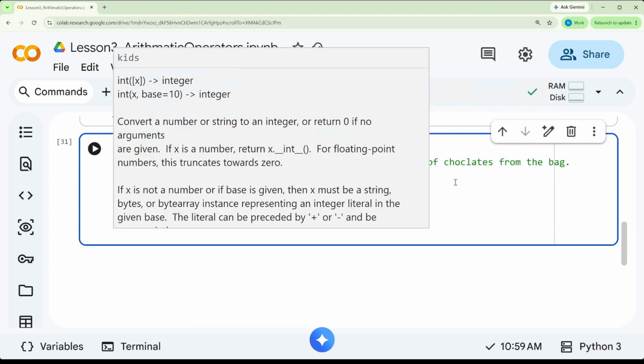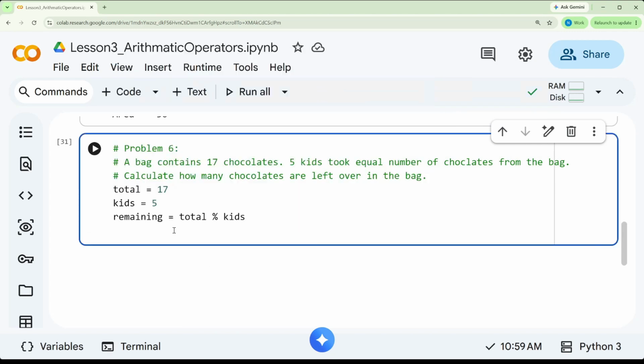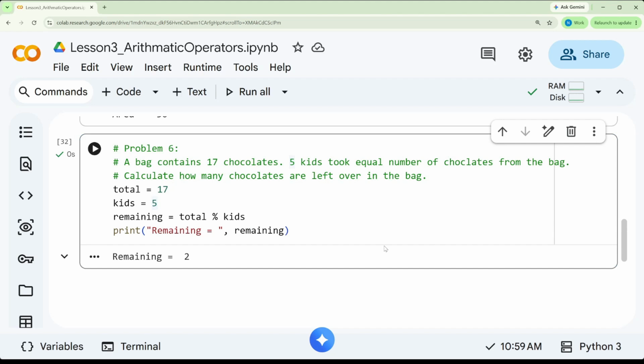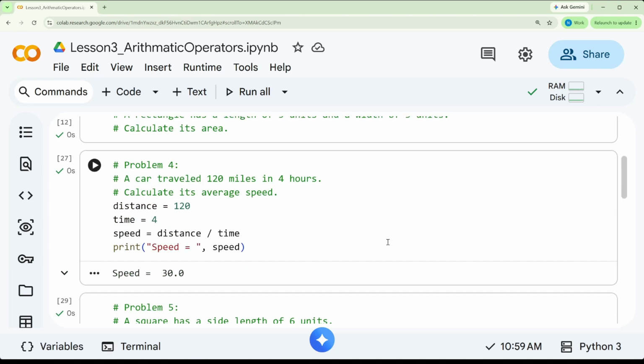And so now we're going to print our remaining chocolates. As you expected, only 2 chocolates are left after we have divided.